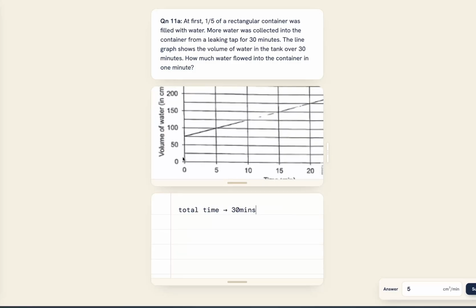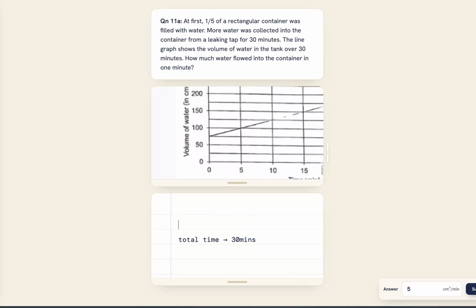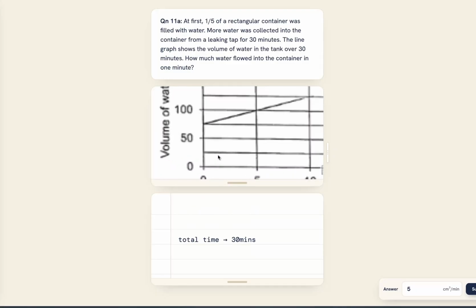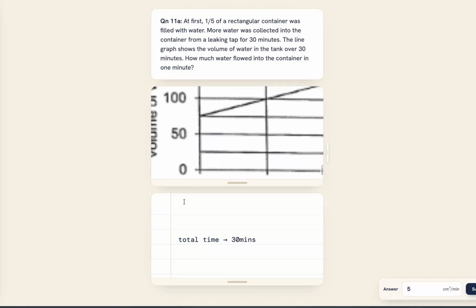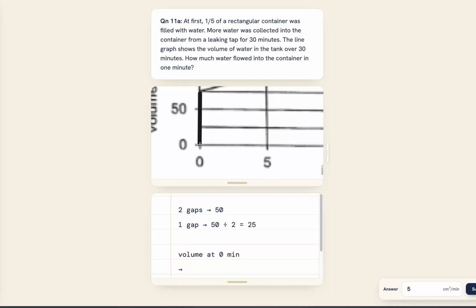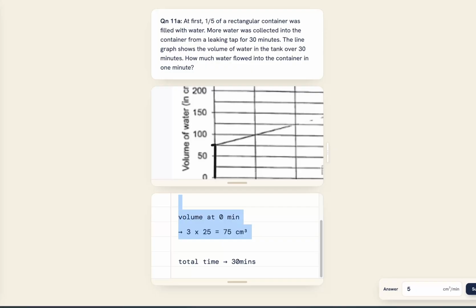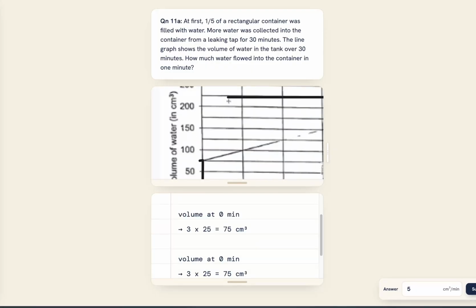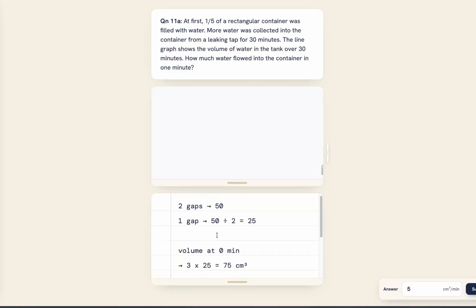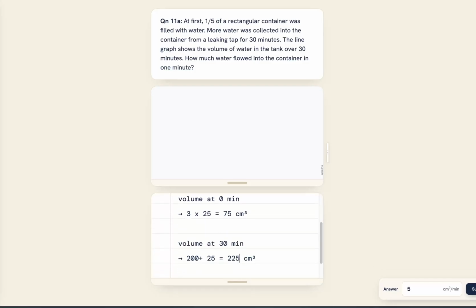At the same time, we want to know the starting volume of water. So first thing is we need to look at the gaps, right? You got 1, 2 gaps. So 2 gaps go to 50. 1 gap is equal to 50 divided by 2. This will be 25. So the volume at 0 minute would be 3 gaps, right? So that means 3 times 25. This will be 75 centimeter cube. Then the volume at 30 minutes will be equal to 200 plus 25, equal to 225 centimeter cube.